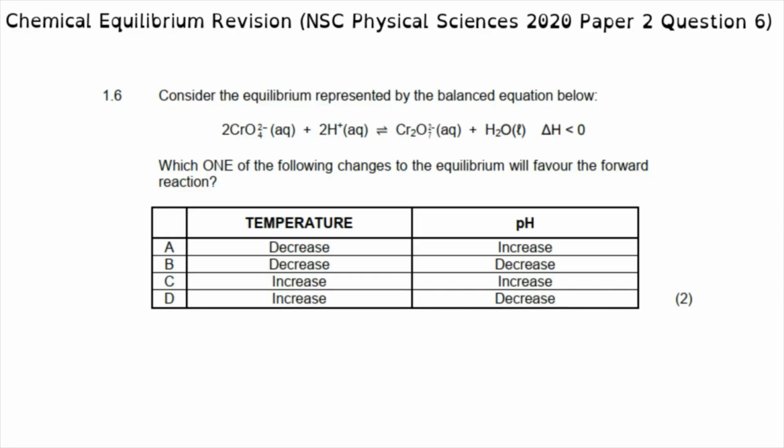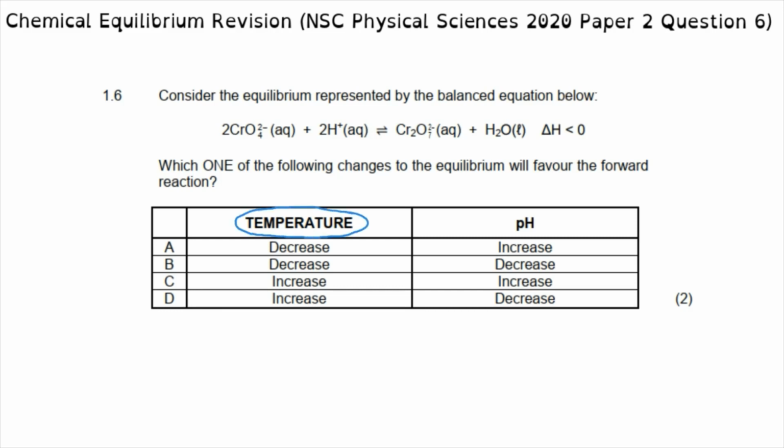The chemical equilibrium section of the chemistry paper starts with multiple choice question 1.6, which reads, consider the equilibrium represented by the balanced equation below. Which one of the following changes to the equilibrium will favor the forward reaction? And there are two factors that we are changing here.